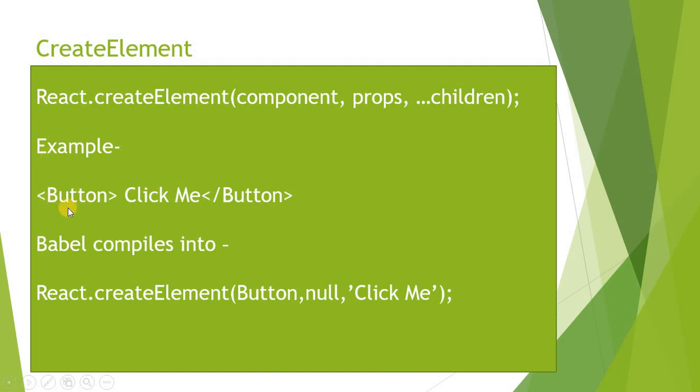So for example, if you create a button using the JSX syntax, then Babel compiles it into the React createElement function. So first one is button. Button is a component, and the second parameter is props, which is null because we don't want to send any parameters to button, and the third one is the text of the button.